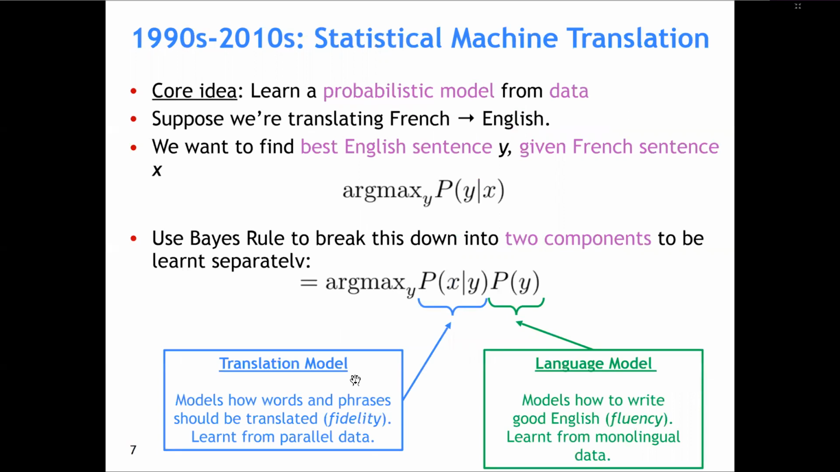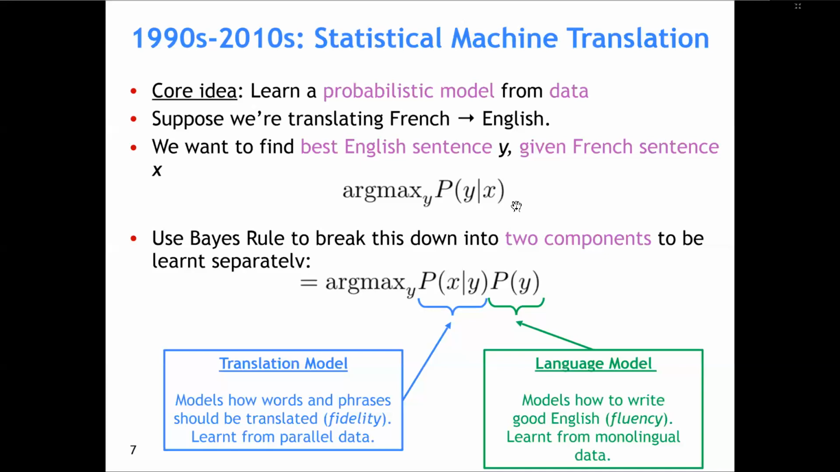Before neural networks, statistical machine translation was very popular. You can think of it as finding the best sequence Y. Given X, your source sequence, you want to find the best sequence Y that maximizes this probability. So this is a conditional probability, and you are trying to find the best sequence of your target language that maximizes it.